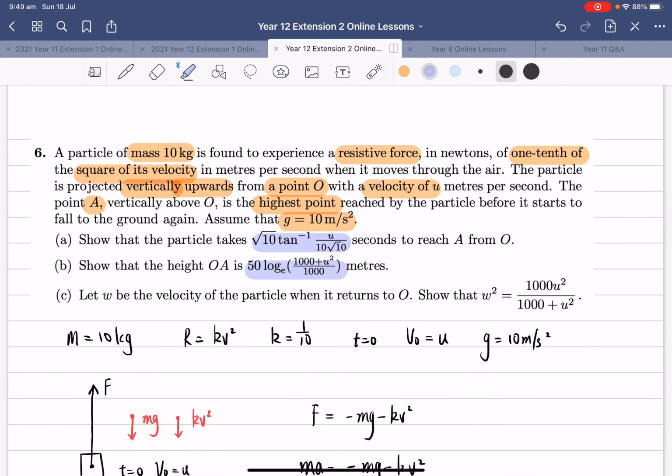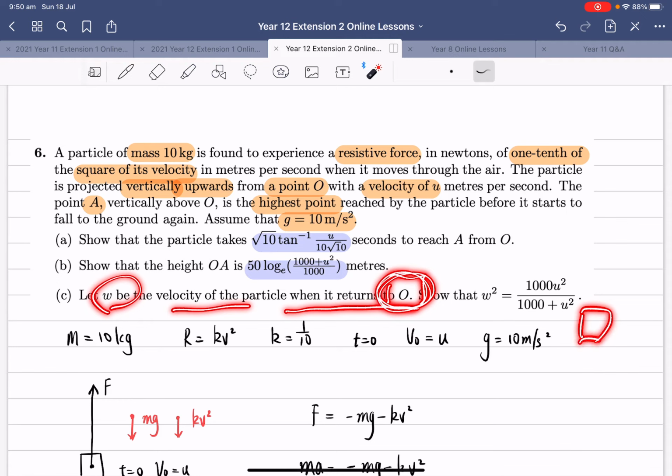All right, now question 6c, which is slightly harder, I think. Now, let w be the velocity of the particle when it returns to 0, and show that w squared is equal to that. All right, so this time we have the particle that's actually falling downwards. The particle reaches the highest point first and then it goes down. So now we need to show that w squared is equal to that expression there. But w is just the velocity of the particle when it returns to 0. Okay, from the highest point now, return to 0, and then the question asks you to find out what w squared equals. Okay, all right, so let's start.